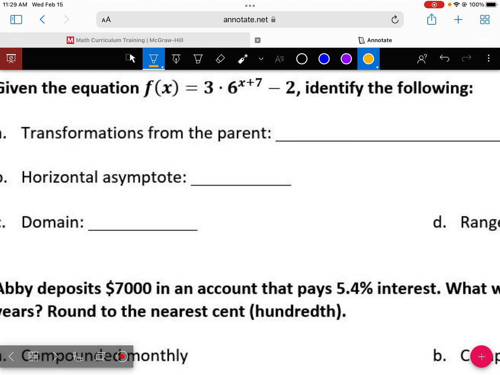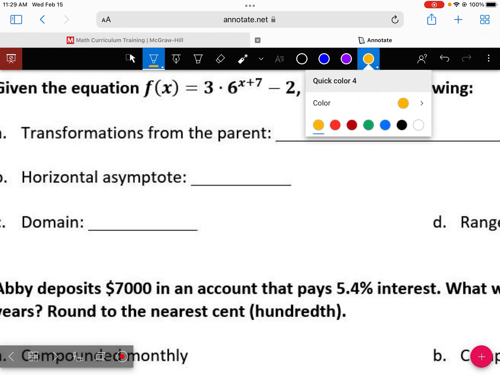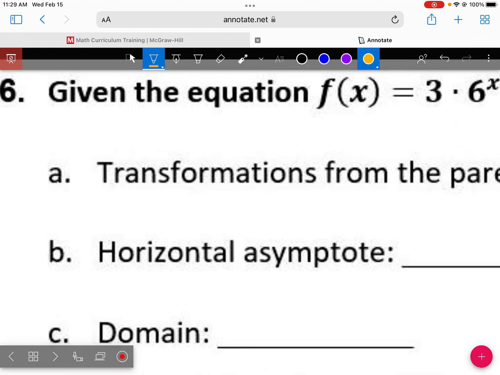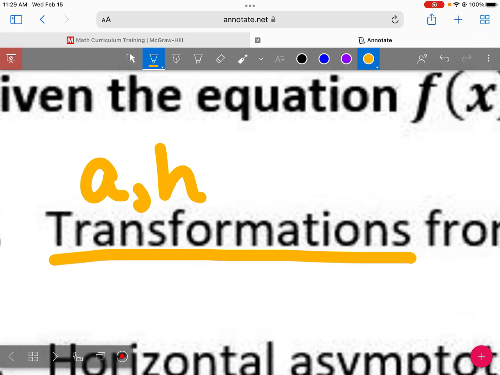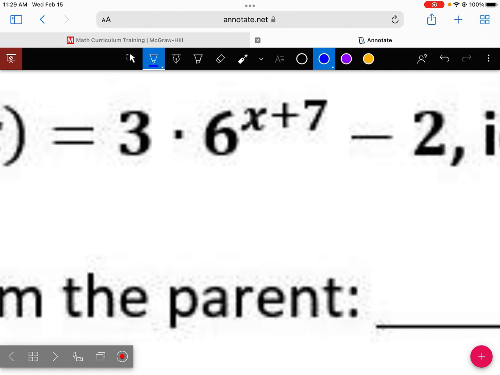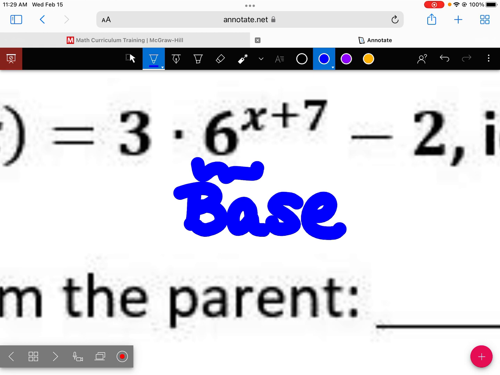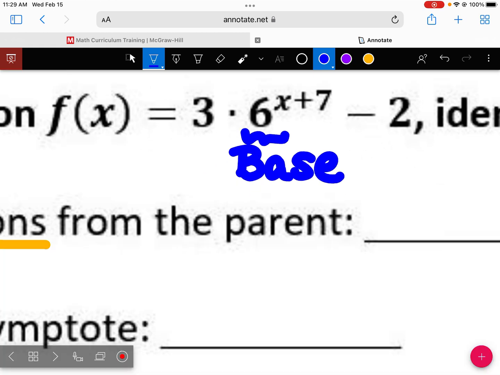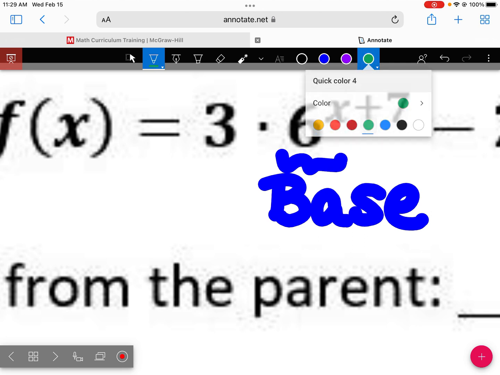Number 6 is asking me about transformations from the parent. What am I looking at if we're talking transformations? A, H, and K. First thing I always identify is the base, because the base is not A, it's not H, it's not K. What is our base here? 6. And 3 is the A value.